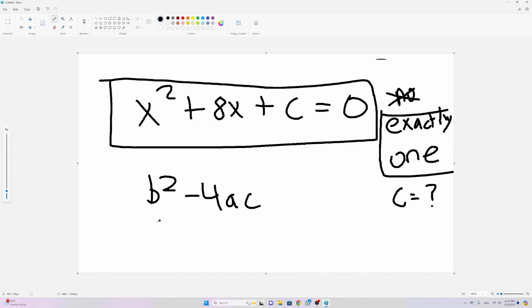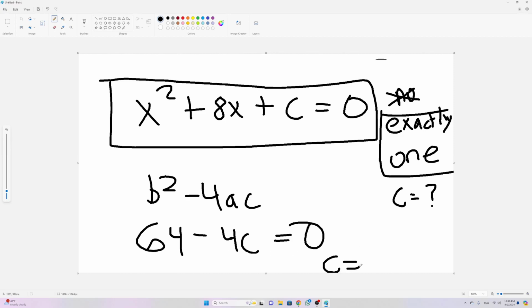Algebraically, though, to solve this, you can just plug it into this b squared minus 4ac, right? So we'll have b squared, which is 64, minus 4 times a, which is 1, times c, so 64 minus 4c. And we want to know what value of c this equals 0, because we want exactly one solution. And then evaluating this, we subtract 64 from both sides, divide negative 64 by negative 4, and we'll get c equals 16. So both are viable ways to solve it.